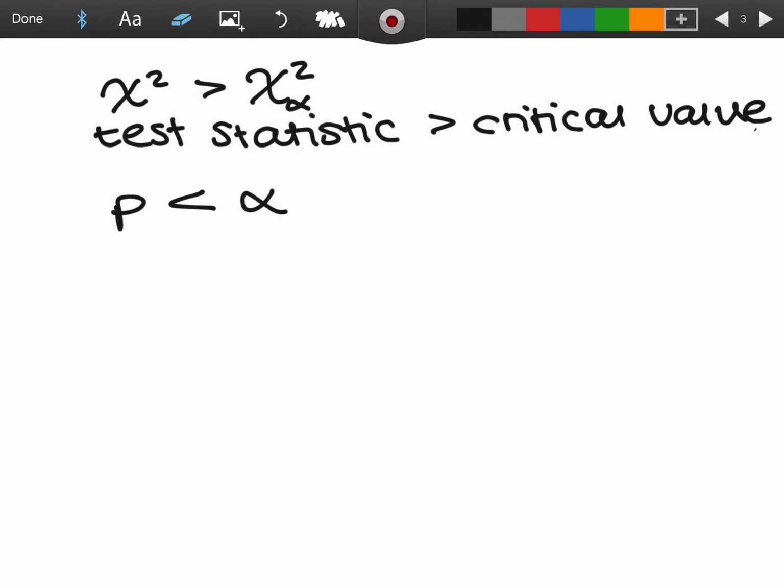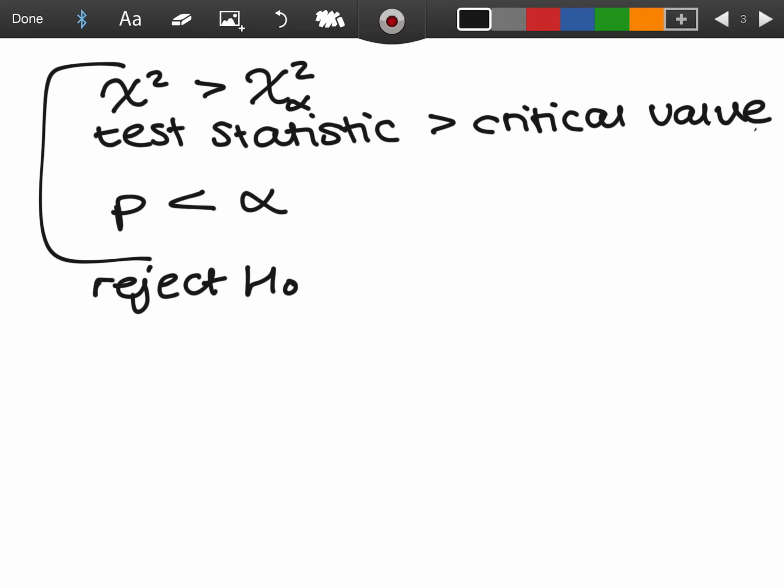And in both these cases, what I would do is reject my null hypothesis. So it's exactly the same thing that I would do as in 16.2. I'm either looking for the test statistic to be greater than the critical value or p to be less than alpha, and then I would reject my null hypothesis. Any other values that I get, I would fail to reject the null hypothesis.